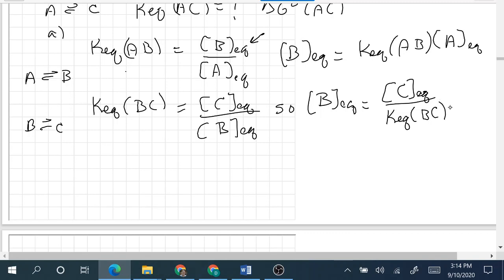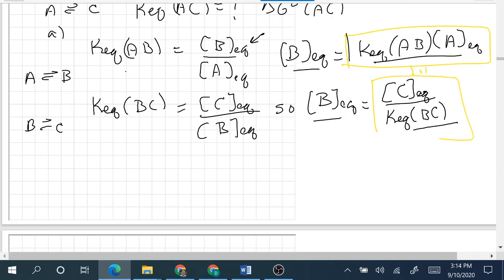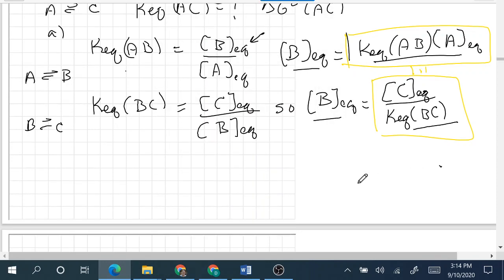Okay. And so what are we saying here? I'm saying that if KEQ AB is equal to this and KEQ BC is equal to this, then this on the top, let's put a different color here, then this must be equal to this. Okay, so let's set those guys equal to each other.